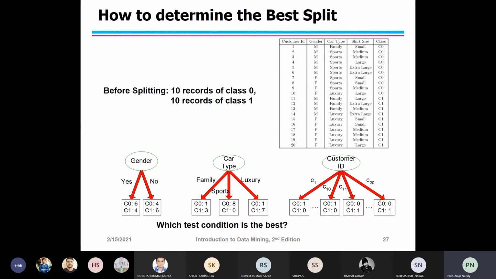So gender is an attribute, along with card type and shirt size. You have these three attributes, and you also have this customer ID. You only have to take these three and decide which attribute will be best for splitting. Which test condition is the best? So you need to apply some measures.